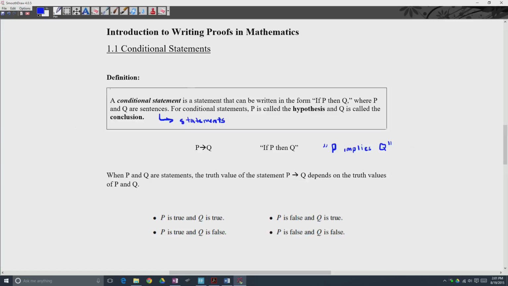The conditional statement P implies Q has its own truth value, and that truth value depends on the truth values of P and Q. So you have four different possibilities. You could have P being true and Q being true. You could have P false, Q true. You could have P true, Q false, or you could have P false and Q false. We're talking about the individual truth values of P and Q.